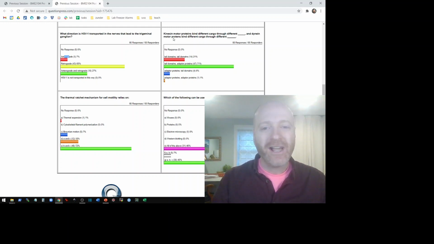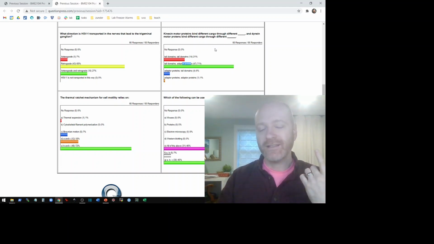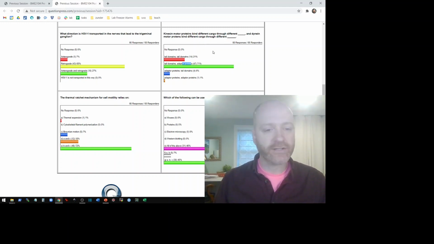All right, next question. Kinesin motor proteins bind different cargo through their different tail domains, and dynein motor proteins bind different cargo through different adapter proteins. Remember, there's lots of different kinesins, all with different cargo binding domains, and there's essentially just one dynein cargo transport protein with lots of different adapters to let it carry different cargoes in the cell.